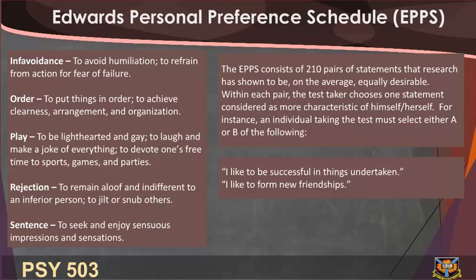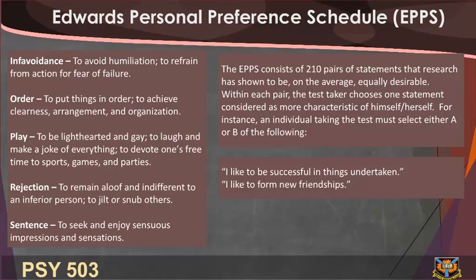Order, to put things in order, to achieve clearness, arrangement, and organization. Play, to be light-hearted and gay, to laugh and make a joke of everything, to devote one's free time to sports, games, and parties. Rejection, to remain aloof and indifferent to an inferior person, to jilt or snub others. Sentience, to seek and enjoy sensuous impressions and sensations.